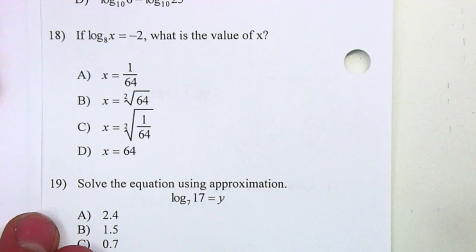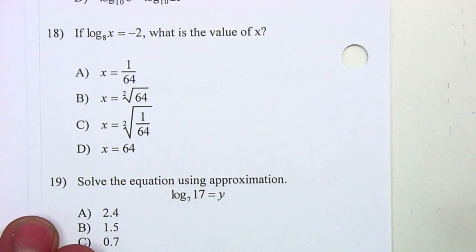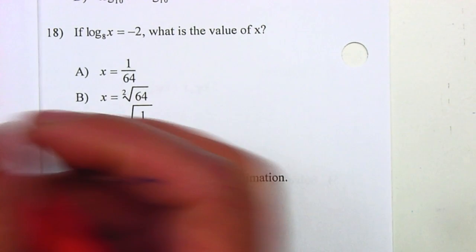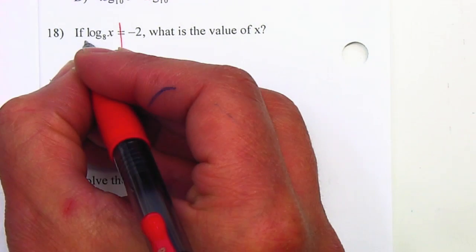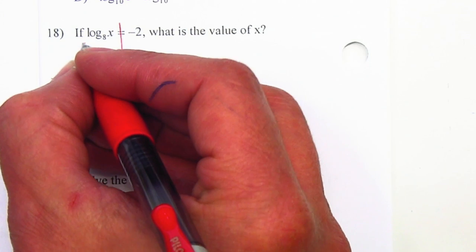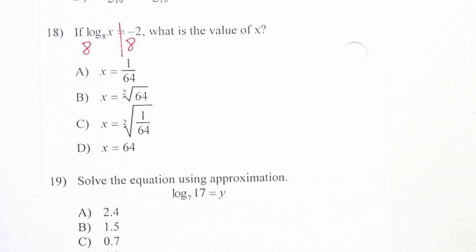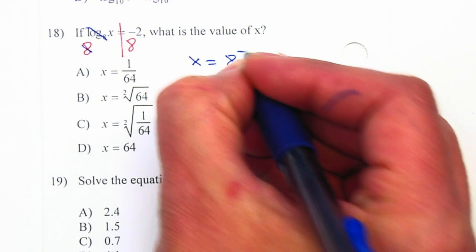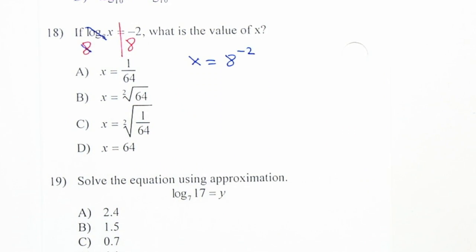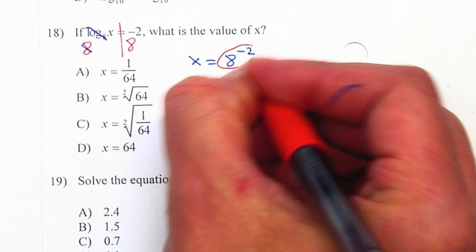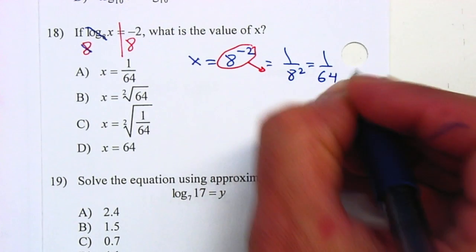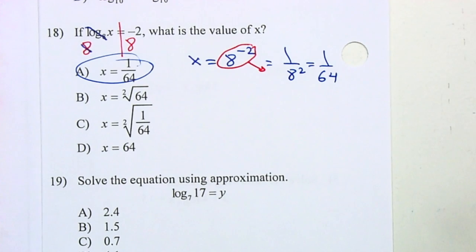Number 18. I want to be able to solve for x. It says, what is the value of x? I want to be able to cancel the log. So the opposite of a log is a base. That will cancel this out. Now I have x is equal to 8 to the negative 2. What happens when I have a negative exponent? It goes into the denominator. So it'll be 1 over 8 squared, which is 1 over 64. Your answer is letter A.